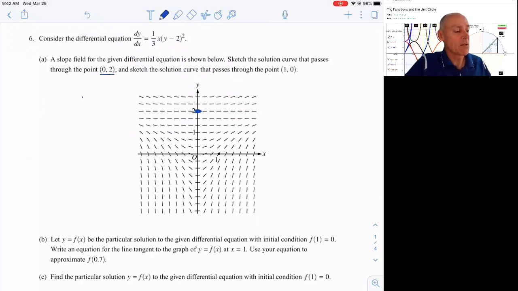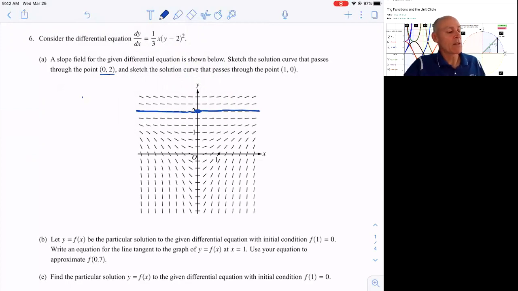And now this solution curve is just going to go from that point. I'm going to draw left to right, following my tangent lines in my slope field. And then I'm going to do the same thing going to the left. So I really just have a horizontal line, it looks like, at y equals 2.